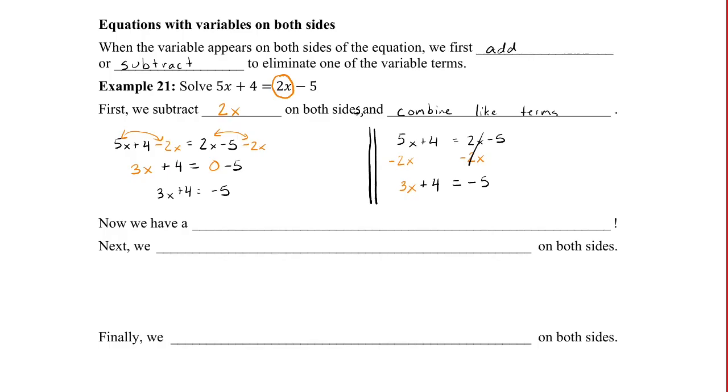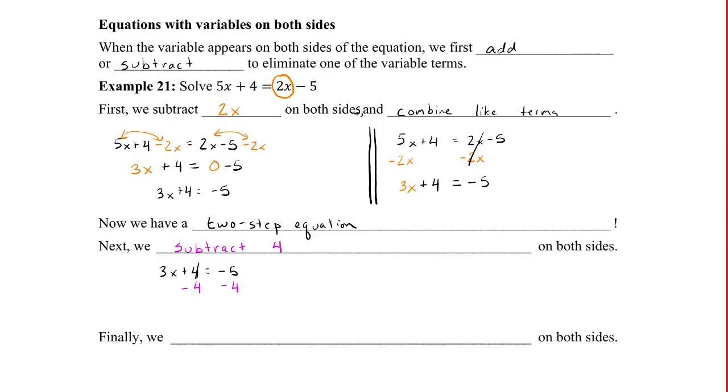Now here's the neat thing, right? Now that we've subtracted the variable term on one side, we now have a two-step equation, which we already know how to solve. We're now solving the equation 3x plus 4 equals negative 5. And so first we need to get rid of the plus 4. We'll subtract 4 on both sides. So starting with our 3x plus 4 is negative 5. We'll subtract 4 on the left, subtract 4 on the right.